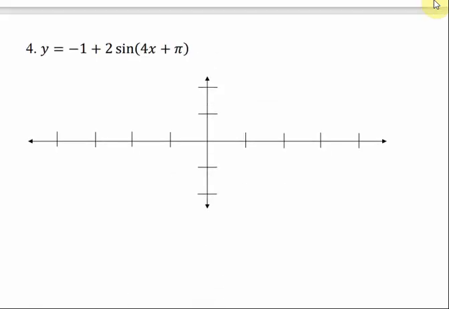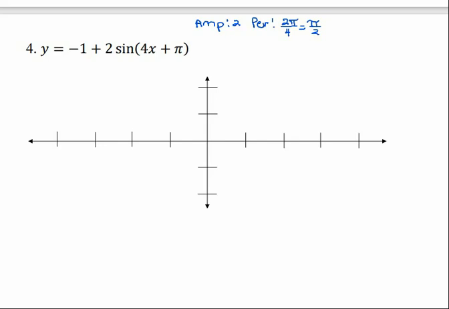All right, we have one more. Okay, so again, we'll start with the amplitude. The amplitude here is 2. The period is our normal period, which is 2 pi divided by b. And our b here is 4. So our period is going to be pi over 2. Okay, so everything is going to happen in pi over 2 spaces.